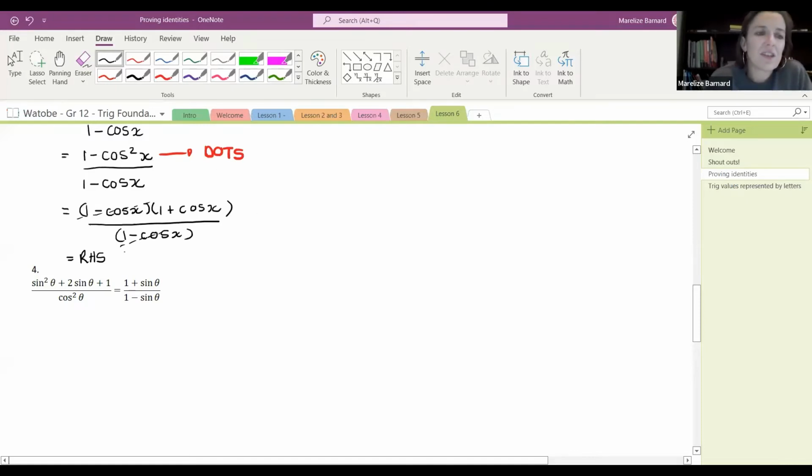So let's have a look here at question 4. I could possibly work with the right-hand side, but I don't think there's much we can do there. But on the left-hand side, we do see that there's a sine squared and a cos squared at the bottom. So I think we must go with the left-hand side.